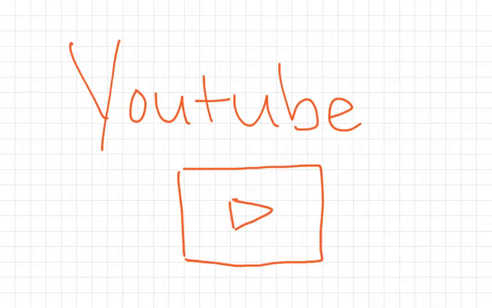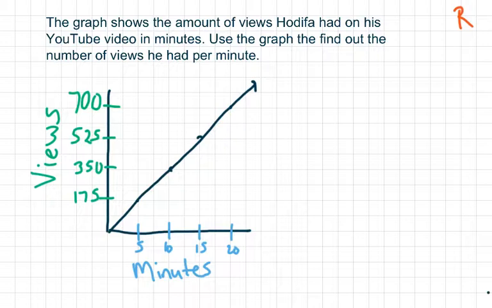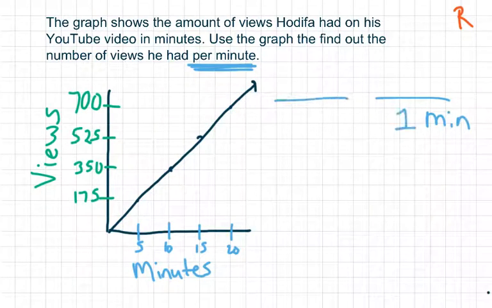Our last example quickly is YouTube. The graph shows the amount of views Hadafa had on his YouTube in minutes. Use the graph to find the number of views he had per minute. So in this one, we're finding per minute. We just said that whenever we're finding per minute, that has to be our denominator. So we know that our denominator is going to be minutes.